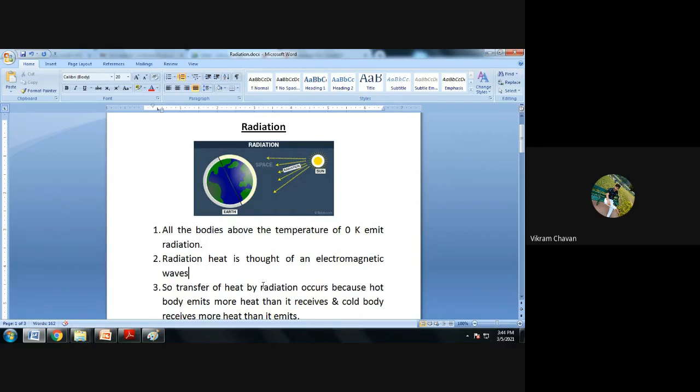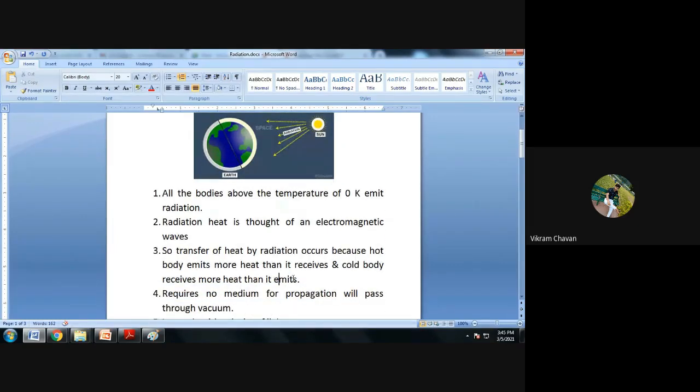This will happen up to what point? When they reach the equilibrium state. That is nothing but when the temperatures of the two bodies are equal. At that time, the rate of emission of radiation of a particular body is equal to the rate of receiving of radiation of that body. Getting this point? So transfer of heat by radiation occurs because a hot body emits more heat than it receives, and a cold body receives more heat than it emits.